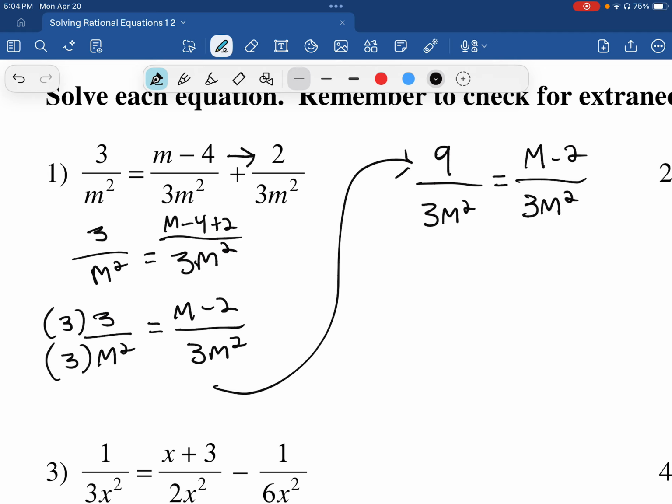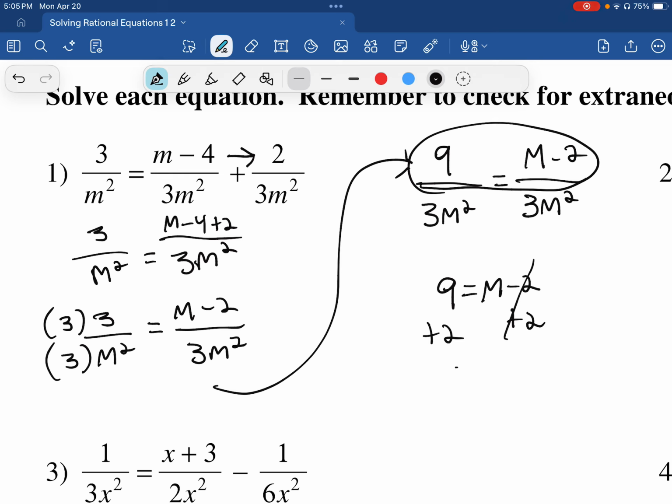And if we know the denominators are equal, then that implies that the numerators also have to be equal. If this is stating that it's equal, then when denominators are equal, the tops have to also be equal. So we can simply say 9 has to equal m minus 2. So we can add 2 to both sides and get m equals 11 here. So let's look at another one here.